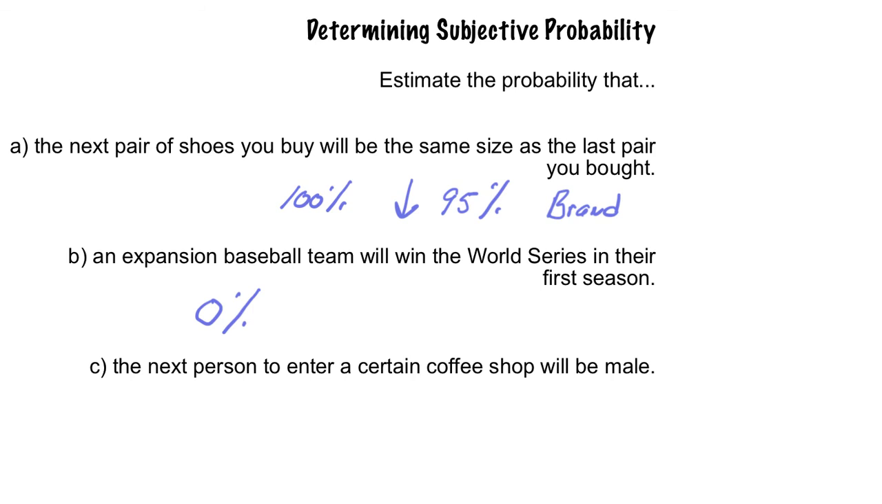All right, the next person in number C to enter a certain coffee shop will be male. Well, typically speaking, it's really 50-50 females to males. And so you would have a 50-50 chance. The one thing that might change that would be location. Depending on where that coffee shop is located, you might have more females working or living in that area or more males. So there are different factors that might determine the probability of a male coming into a coffee shop.